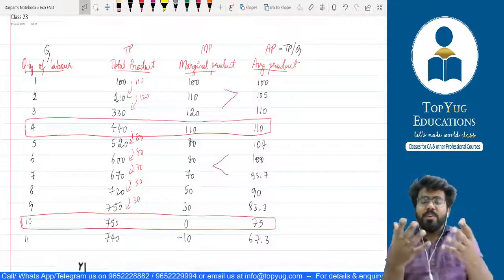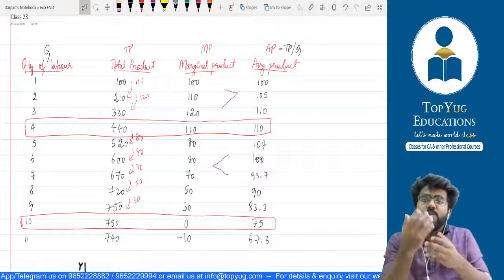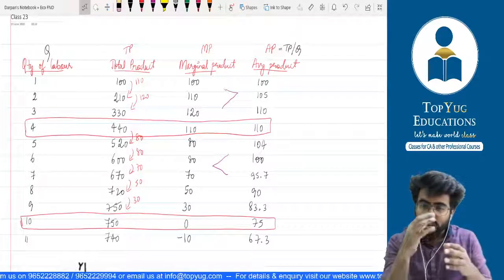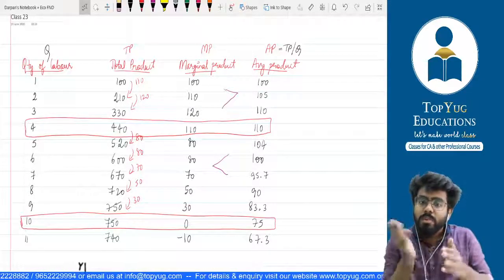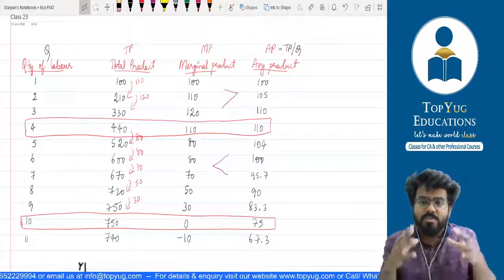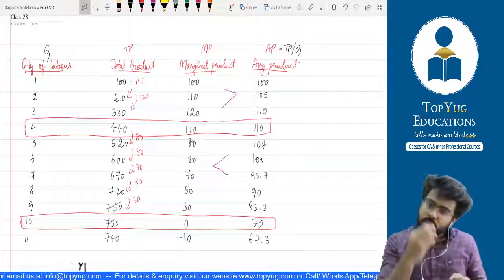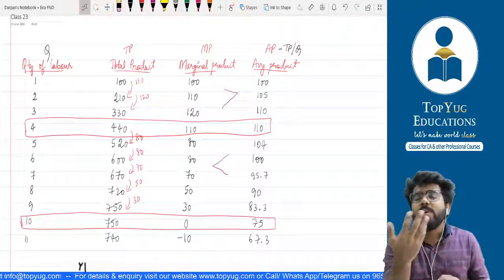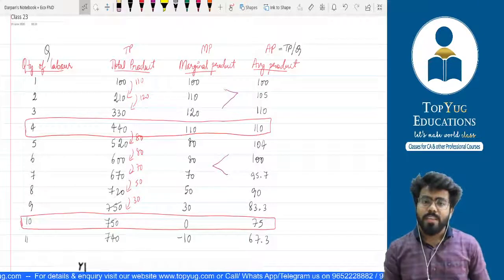With 10 laborers you were able to produce 750 units. The 11th laborer is joining. You are producing 740. You have reduced the total production that you can produce with an additional unit of labor. So obviously stage 3 is very scary. You are paying for that laborer. You will have to pay wages to him. You have employed an additional laborer, but what is happening to total product? Total product only decreased, right?